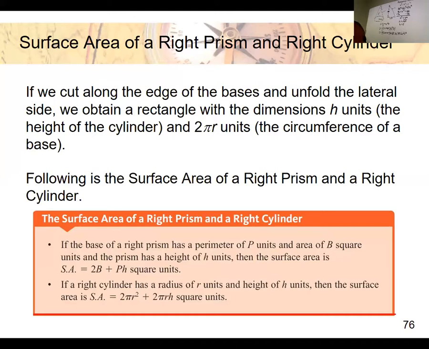And also, if a right cylinder has a radius of R units and a height of H units, then the surface area, of course, will be SA equal to 2 pi r squared. Those are the areas of the two bases, the top and the bottom, plus the 2 pi r times the H.